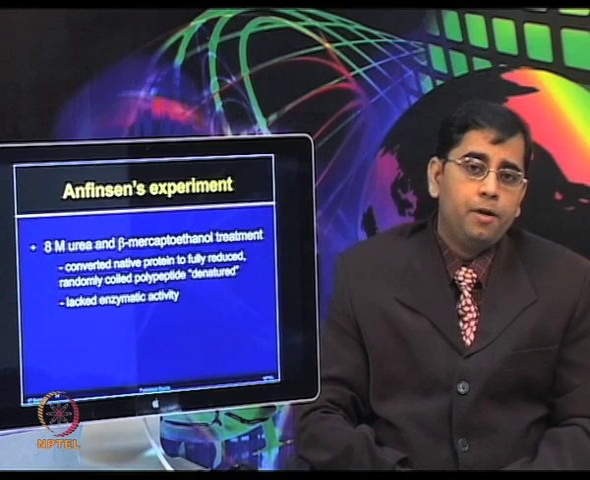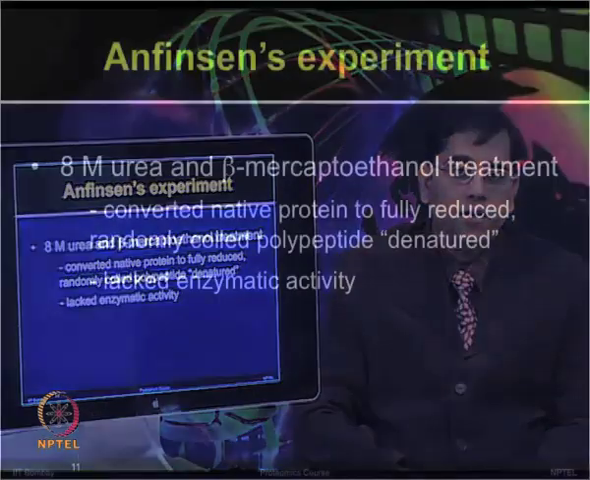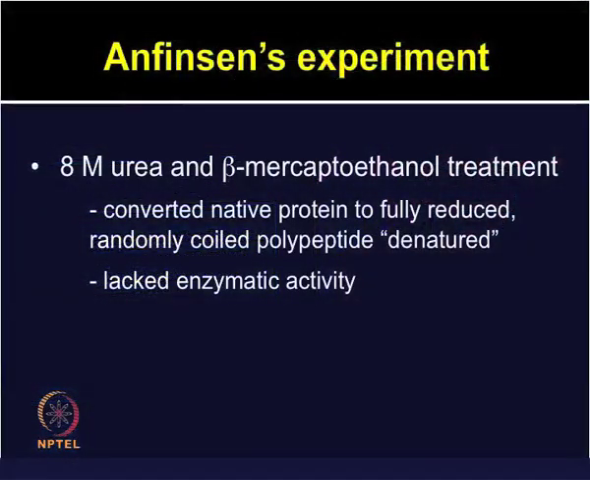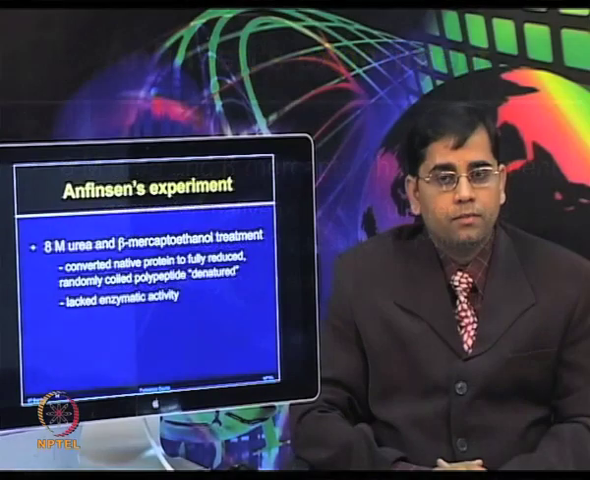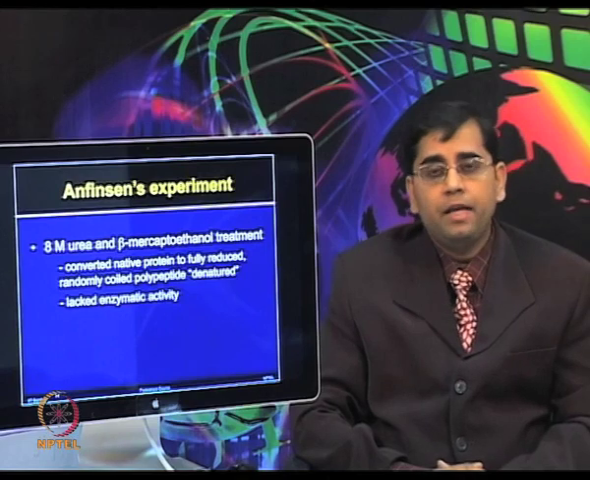So, in Anfinsen's experiment, he used 8 molar urea and ß-mercaptoethanol treatment, which converted the native protein to a fully reduced state, into randomly coiled polypeptides known as the denatured structure. The denatured polypeptide lacked enzymatic activity.